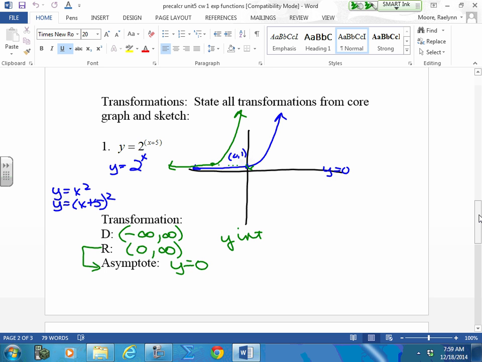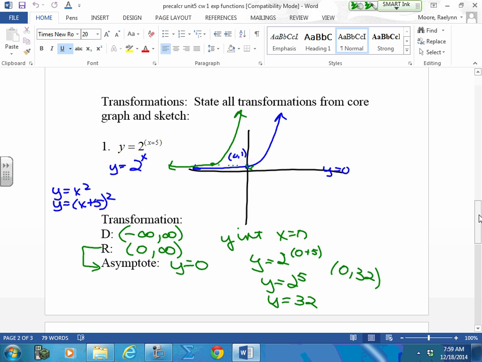Right? Now, remember how we found our y-intercept? We set x equal to 0. We're going to do the same thing here. So y is equal to 2 to the 5th. So it's going to intercept at the (0, 32). That's the one thing we changed because we moved it off of that y-axis. We moved it to the left. And we can kind of see that. It's got a ways to go before it intercepts your y-axis, right?